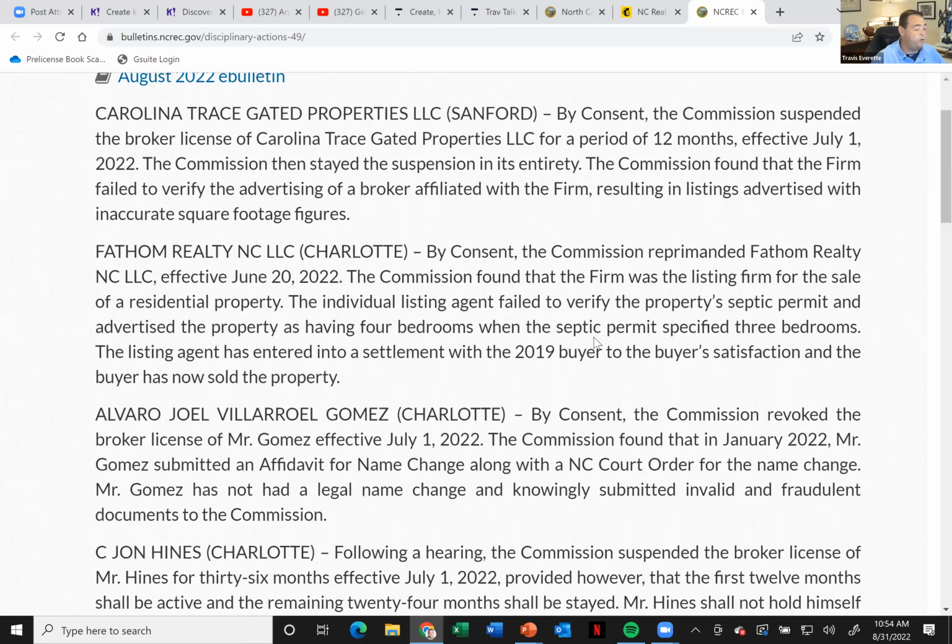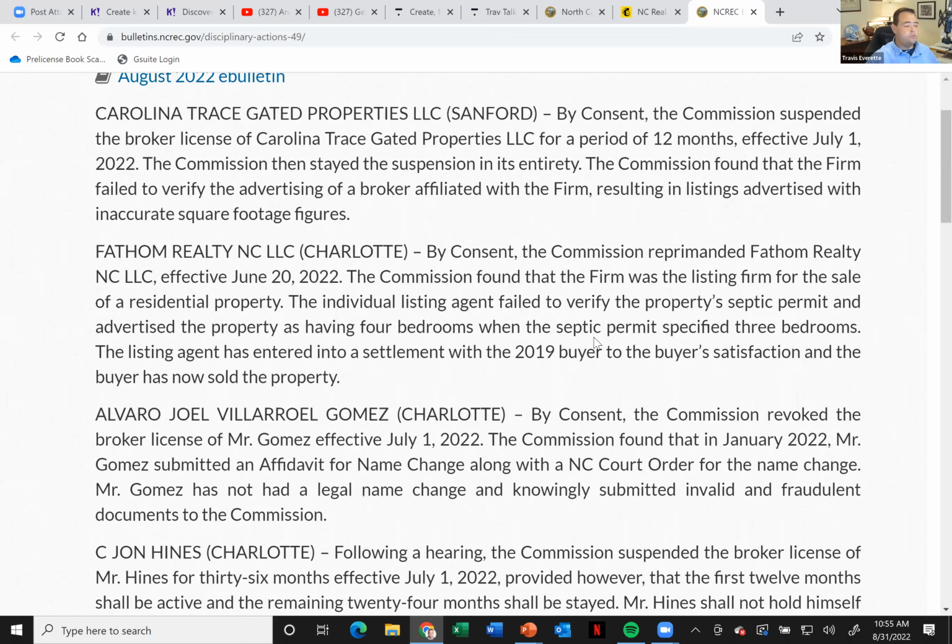The commission found the firm was a listing firm for the sale of a residential property. The individual listing agent failed to verify the property's septic permit and advertised the property as having 4 bedrooms when the septic permit specified 3 bedrooms. So in other words, we did not properly disclose information, and it's not a problem here of not disclosing to the client.